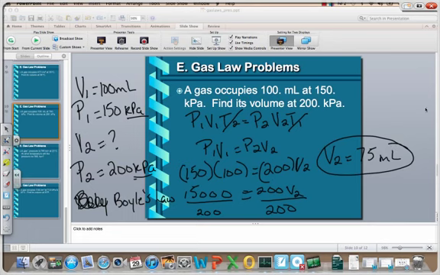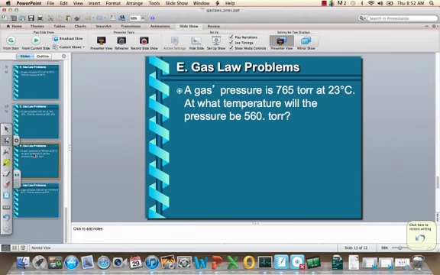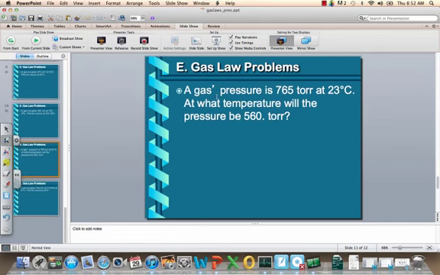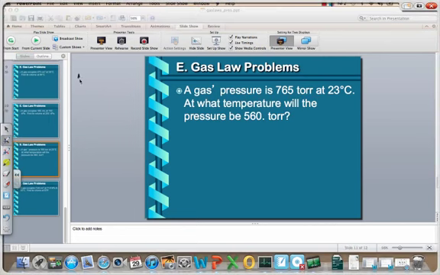All right, so let's do another one. A gas's pressure is 765 torr at 23 degrees Celsius. What temperature will the pressure be 560 torr? All right, so the first thing it gives us is the pressure. Even if it didn't say pressure here, if you see that torr is given, that is pressure. So our P1 is going to be 765 torr at 23 degrees Celsius, so that's a temperature. And since that is the temperature that this pressure is at, it's going to be T1.